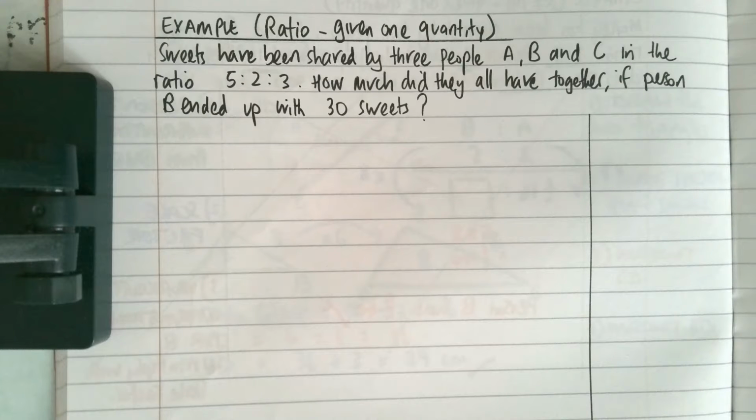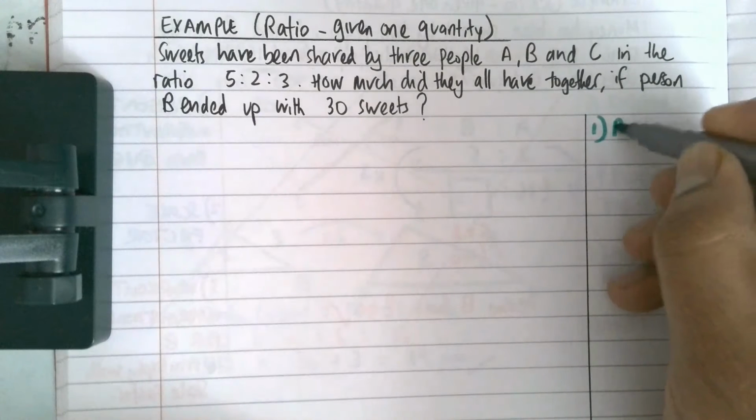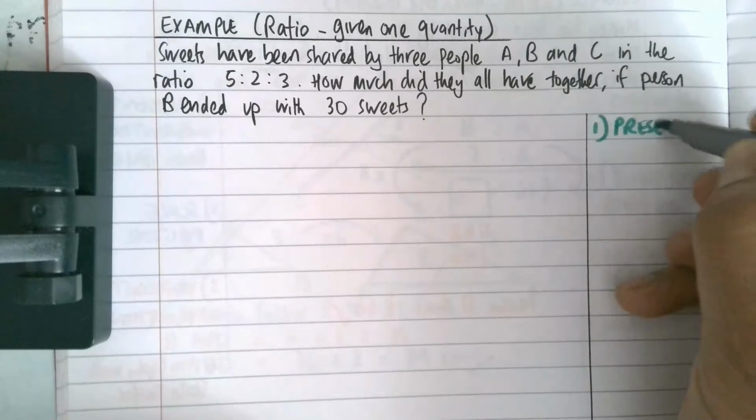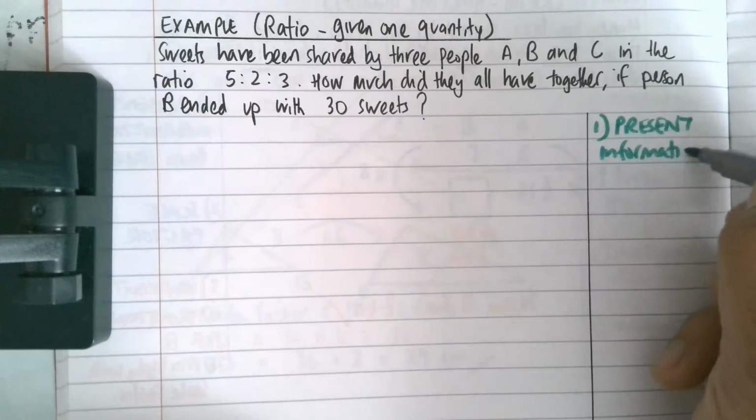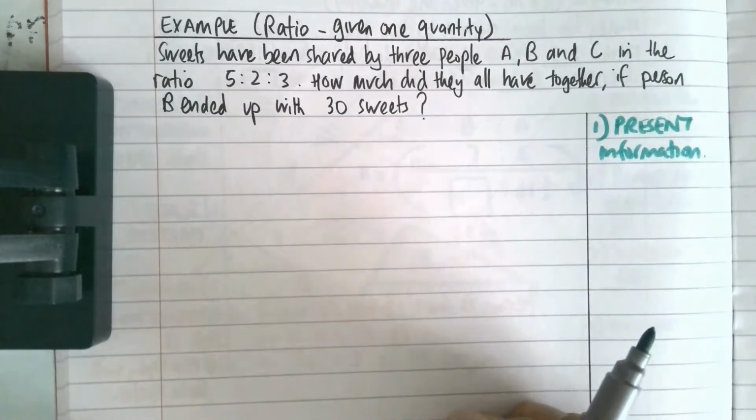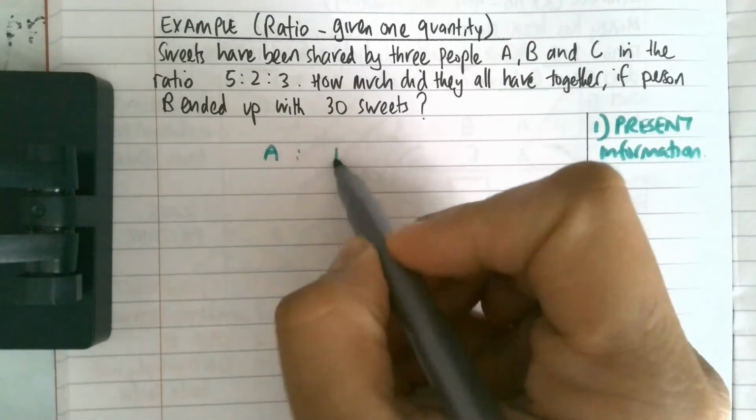Sharing, we're doing a ratio question where we're given one part of the ratio, one of the quantities. So we've got sweets have been shared by 3 people, A, B and C, in the ratio of 5 to 2 to 3. How much do they all have together if person B ended up with 30 sweets? We've got a worded question there, so the first step will be just to present the information so that we can start working with it.